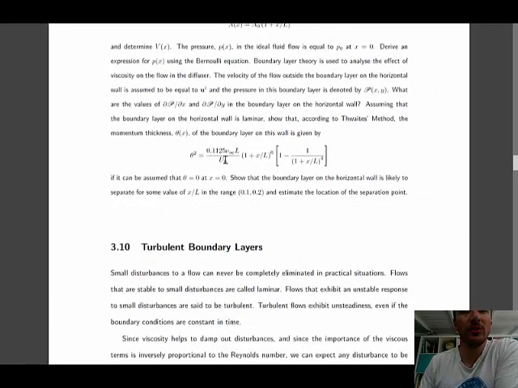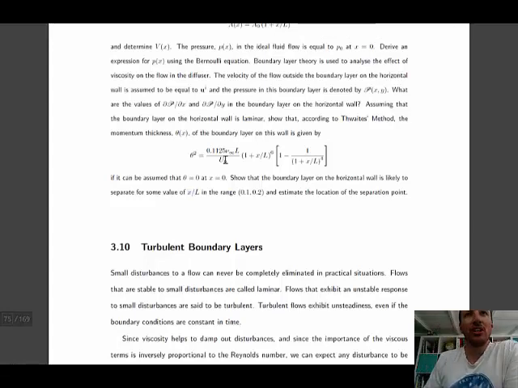So the final part of the question was to show that the boundary layer on the horizontal wall is likely to separate for some value of x upon L, and it tells us what range to look in. Now remember, separation occurs when the shear force tends to 0, when this S parameter, which is part of the Thwaites method, is 0, and we were able to show that the Thwaites parameter was 0 when lambda is equal to some value which was minus 0.08, I believe.